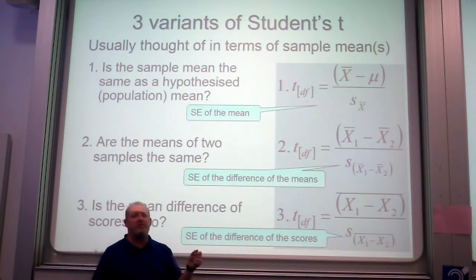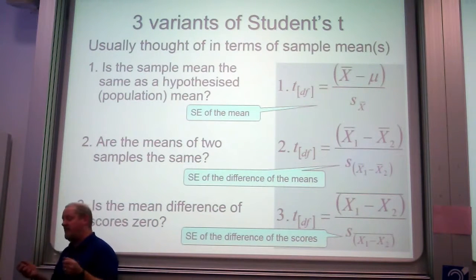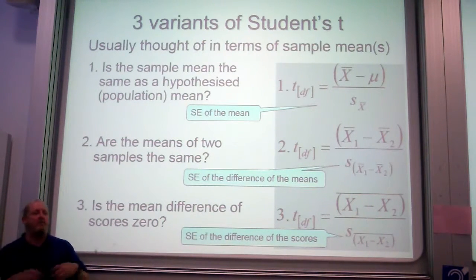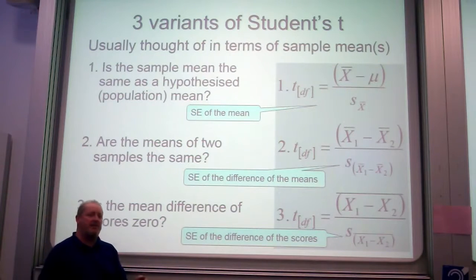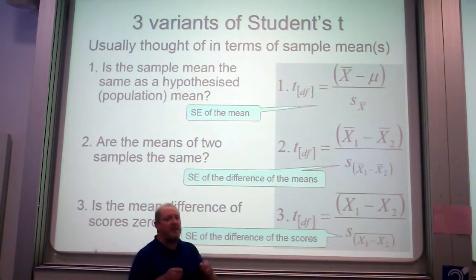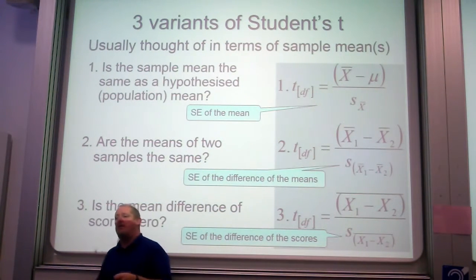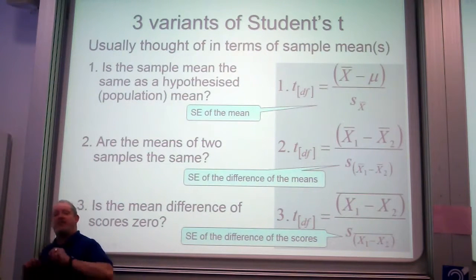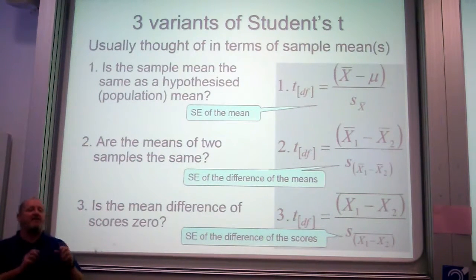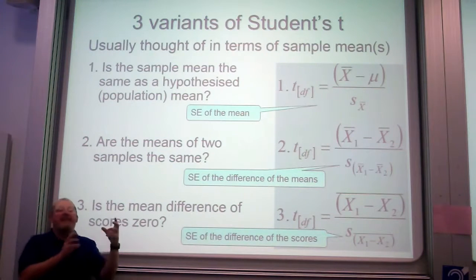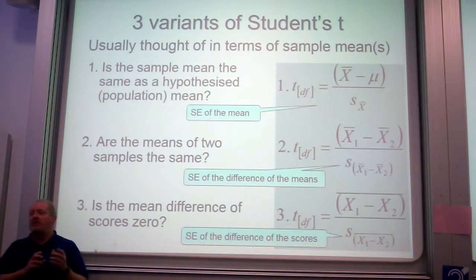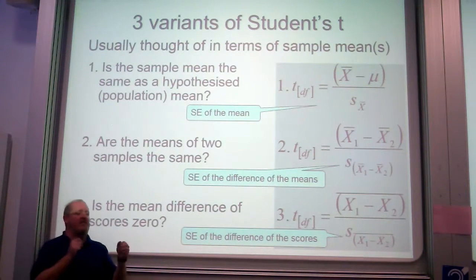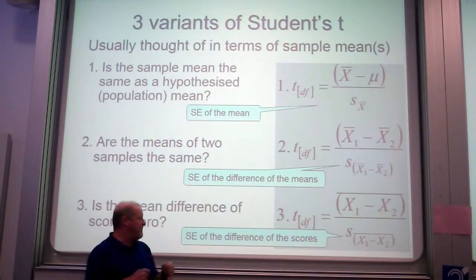If we have two samples, we take the difference between the two means and standardize it by dividing by the standard deviation of the difference between the means, and so on. So all t-tests are dividing by the standard deviation of whatever it is on the top line. So if it's the difference between two means, it's the standard deviation of the difference between the means.